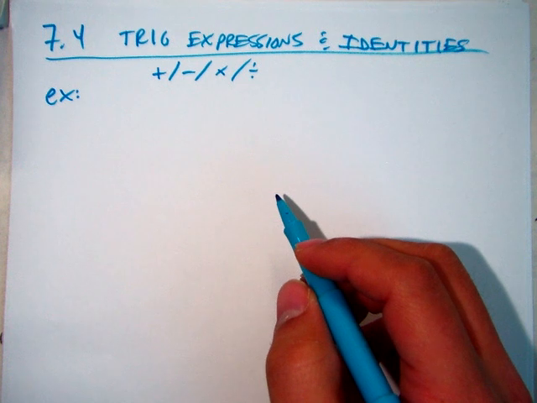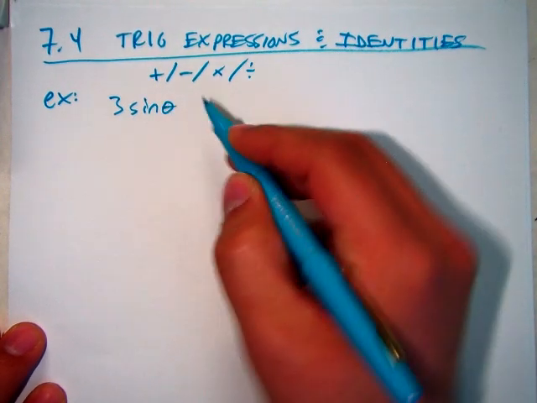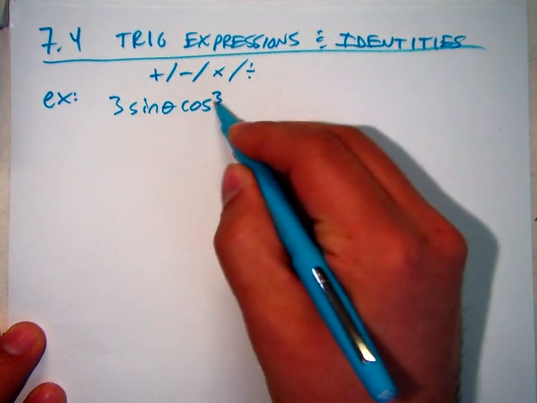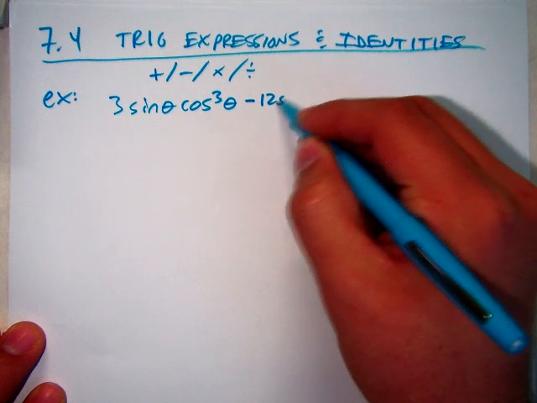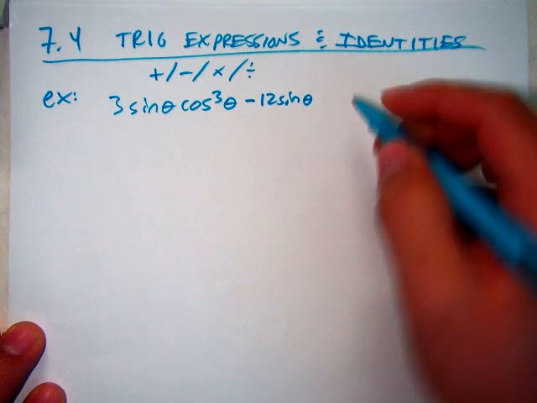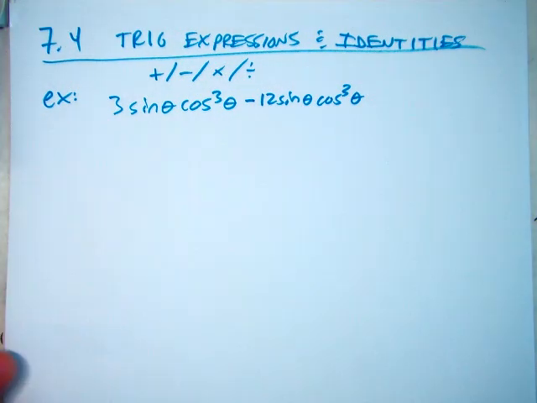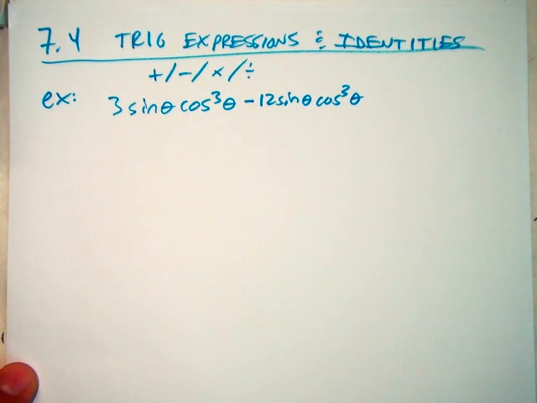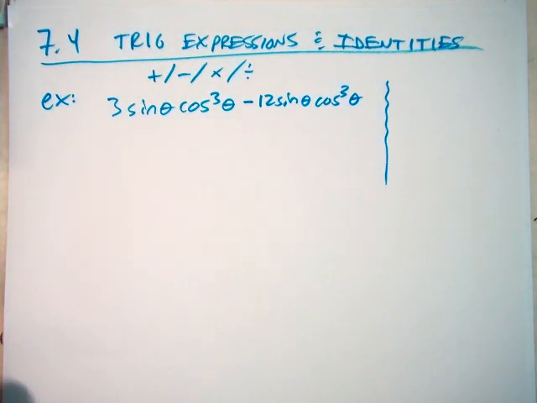So for instance, if we have 3 sine theta cosine cubed theta minus 12 sine theta cosine cubed theta. Okay. And now let me illustrate how easy this is.